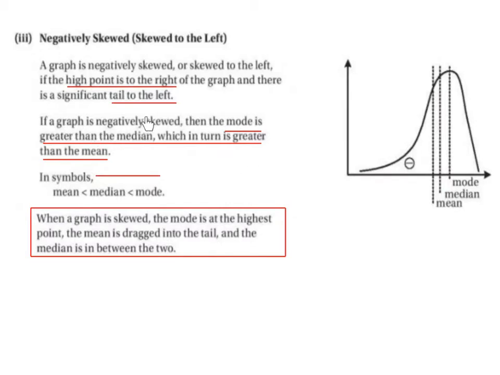If a graph is negatively skewed, then the mode is greater than the median, which in turn is greater than the mean. So we can see the mode is to the right. It's the farthest to the right value.